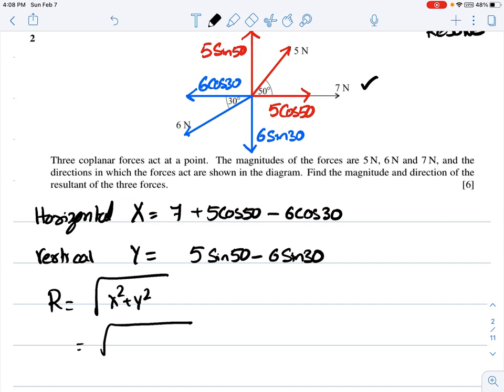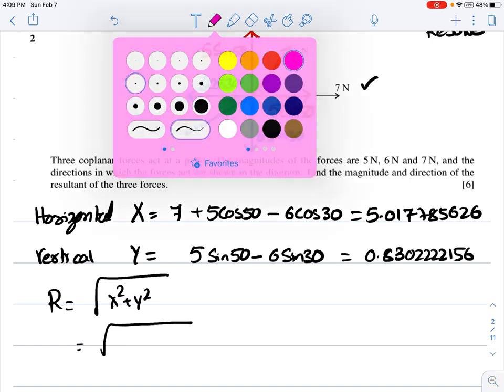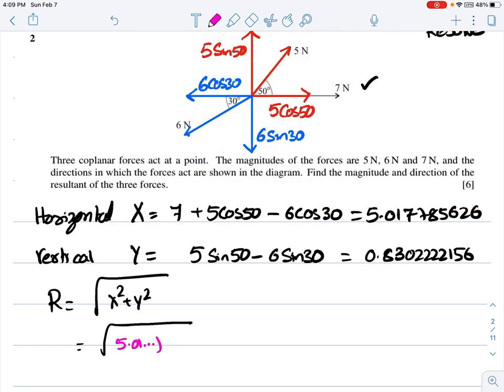So when I do that one, I should be getting 5.017785626. Similarly, when I do 5 sin 50 minus 6 sin 30, I should be getting 0.83042156. So I'm going to take those values and find it out. It is 5.01 and so on, squared, plus 0.83 and so on, squared, and my final answer, the magnitude in 3 significant figures, is 5.09 newtons.